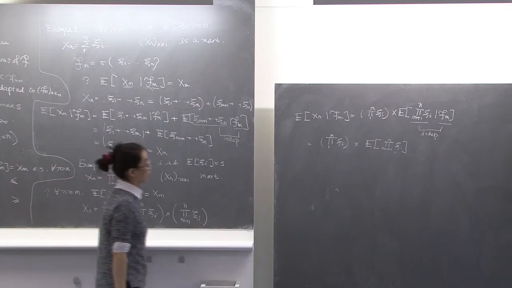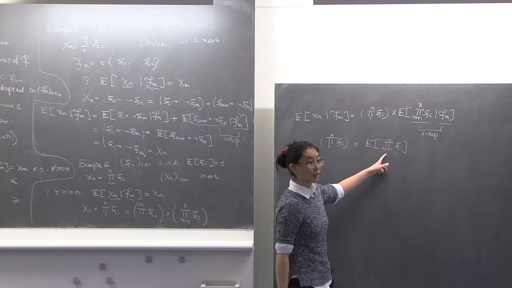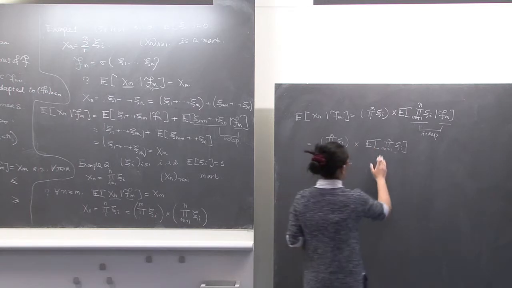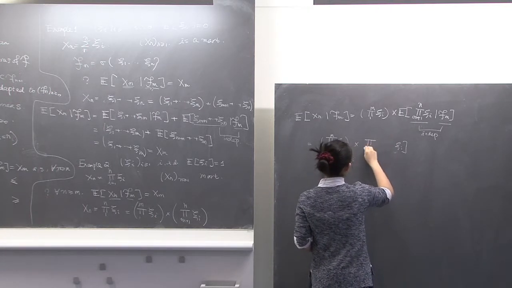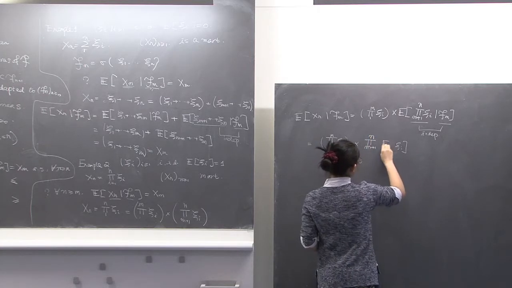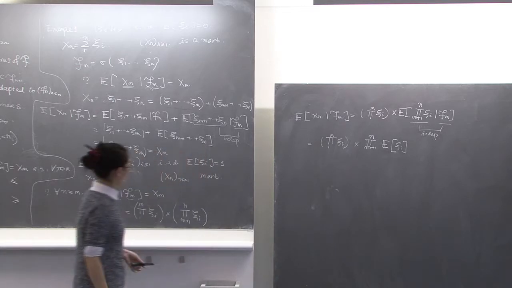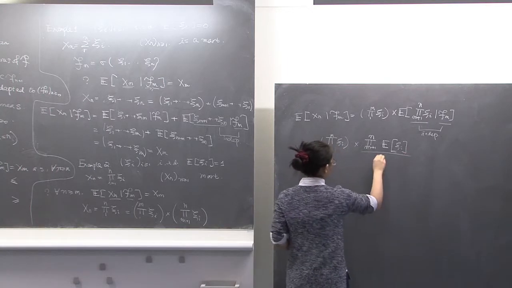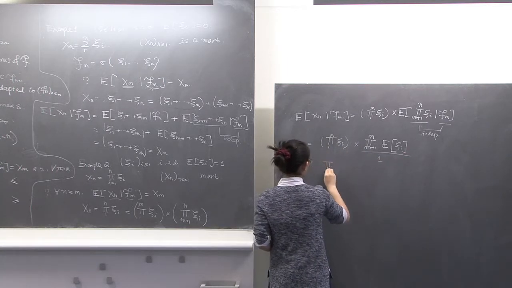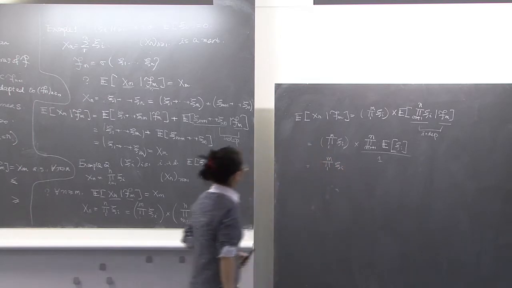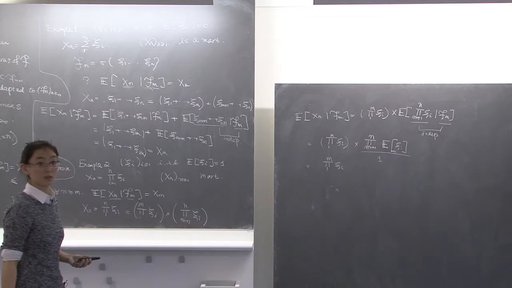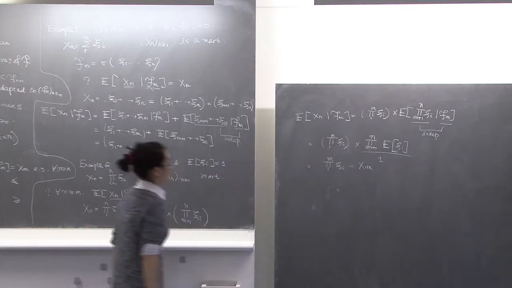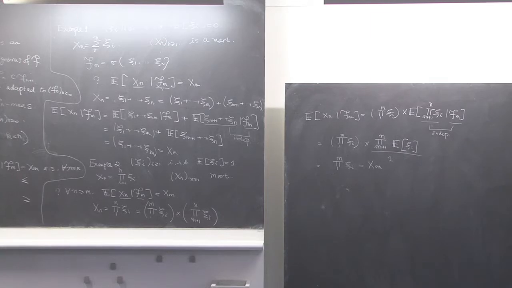And for this ordinary expectation, we know that because this sequence is IID, the expectation of the product equals the product of the expectations. So we can exchange the order of these two. And we know that for each random variable, the expectation is 1. So the product in the second part equals 1. And what we have is that the conditional expectation just equals the first part. And the first part is exactly the same as X_m. Okay, so the sequence of products is also a martingale.